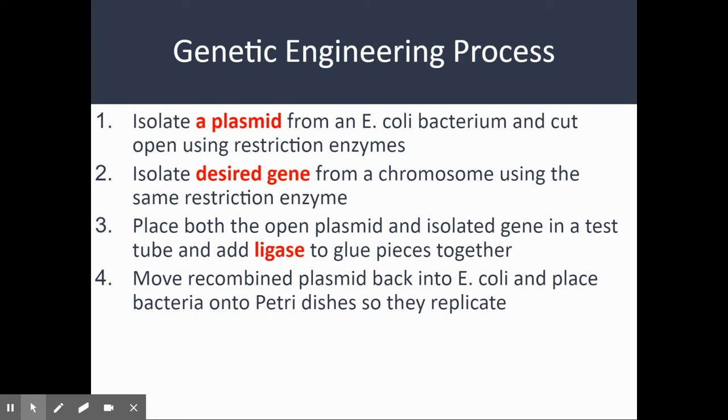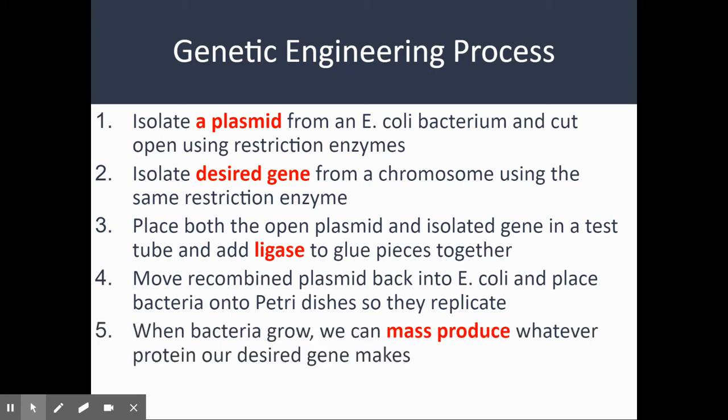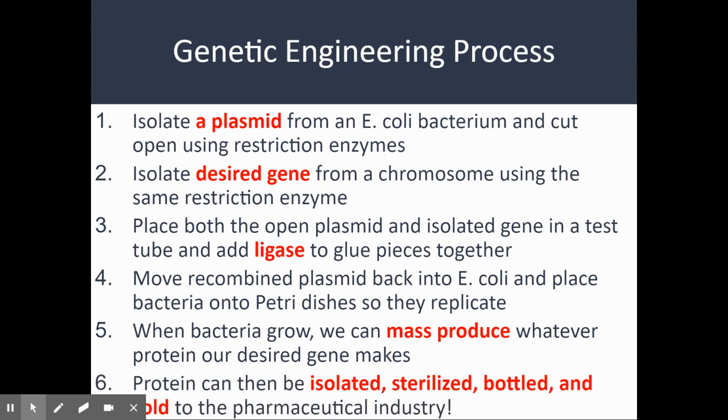And then you're going to take your recombined plasmid. So recombined just means that it now has the plasmid and the DNA gene that you are wanting. And you're going to put it back into the E. coli so that it can start to replicate. So once it's in the bacteria on the Petri dishes, those plasmids can start to replicate on their own. So when the bacteria grows and mass produces, whatever protein or gene is inside of there will start to be made. And then proteins can be taken by being isolated, sterilized, and bottled, and then sold in the pharmaceutical industries. So that is how you essentially gain an isolated gene from a bacteria.